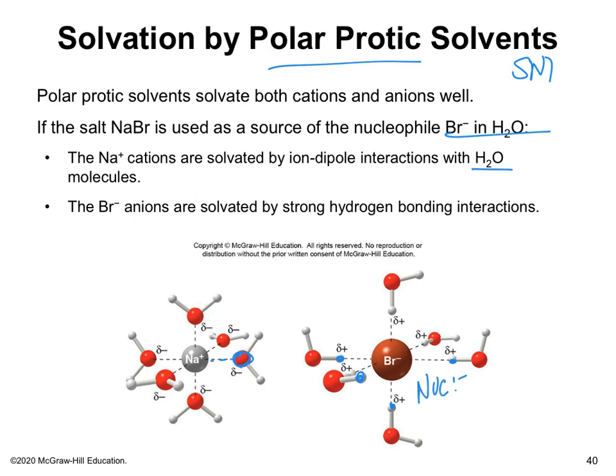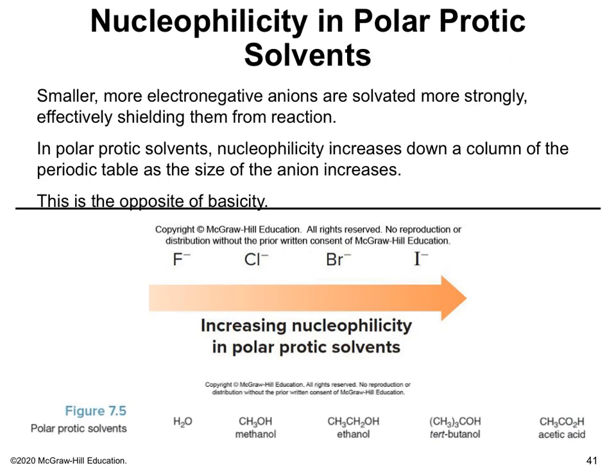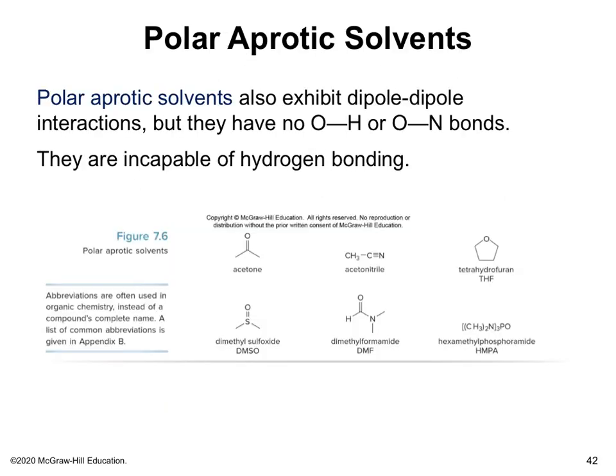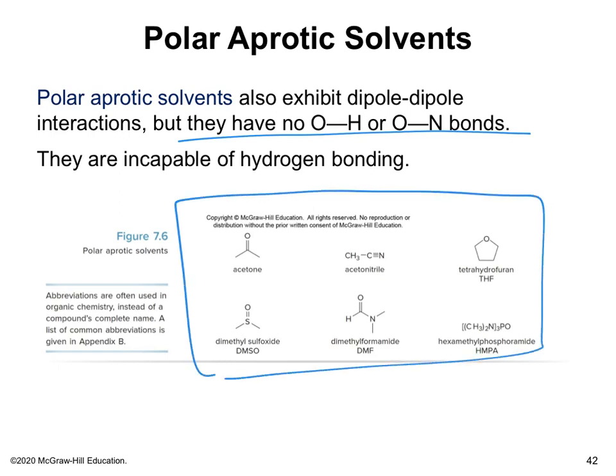This is your nucleophile. So these are polar protic solvents. Get some of these in your notes. You'll need them. Polar aprotic solvents, get these in your notes too. They have no OH or oxygen-nitrogen bonds. These are some great examples of polar aprotic, which are going to be important for SN2 reactions. These are the kind of solvents you want.